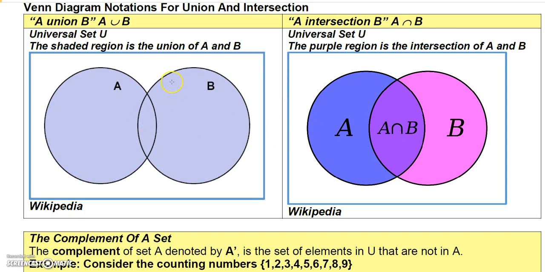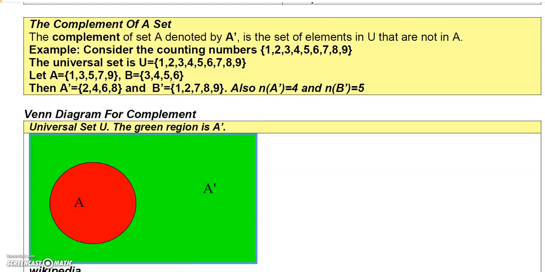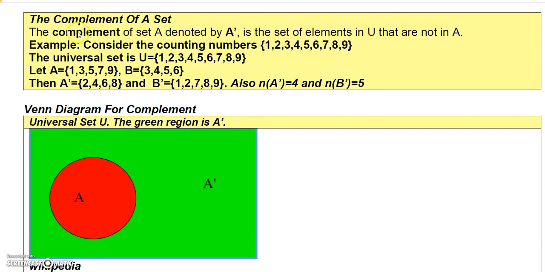And then the last thing I want to talk about in this video is the complement of a set. The complement of a set A is denoted by A prime. In other books it might also have an A with a bar over the top of it, but A prime is considered to be the complement of the set. So that's the set of elements that are in the universal set but that are not in A.